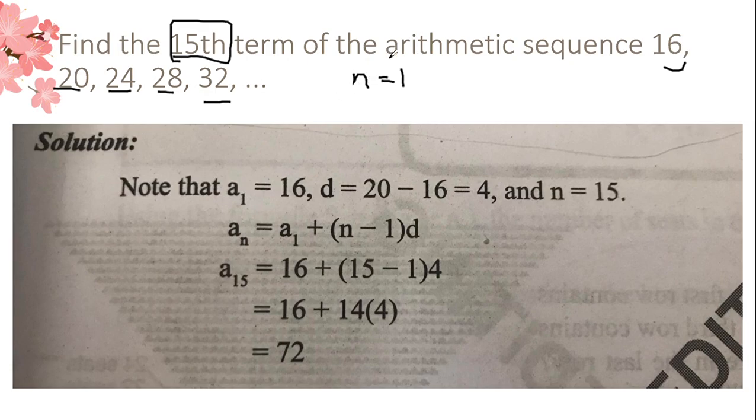Since we have an arithmetic sequence, we will be using the formula of the arithmetic sequence. The formula is a sub n is equal to a sub 1 plus n minus 1 times d. A sub n stands for our nth term. A sub 1 stands for our first term. n is our number of terms, and d is our common difference.